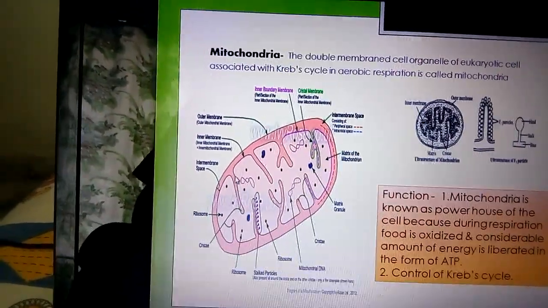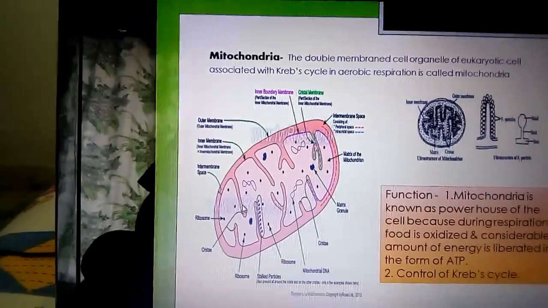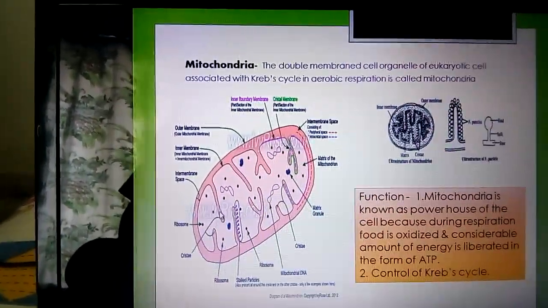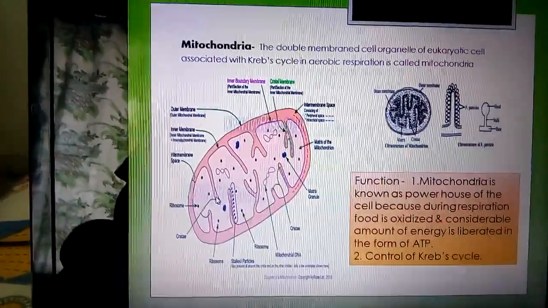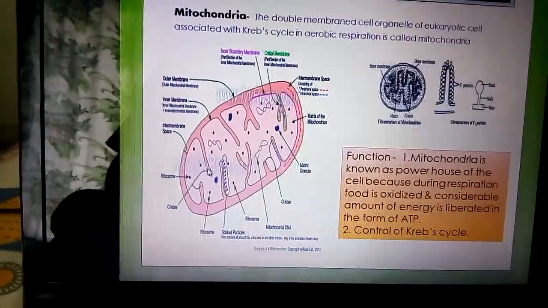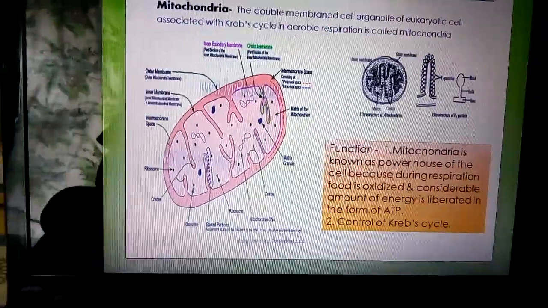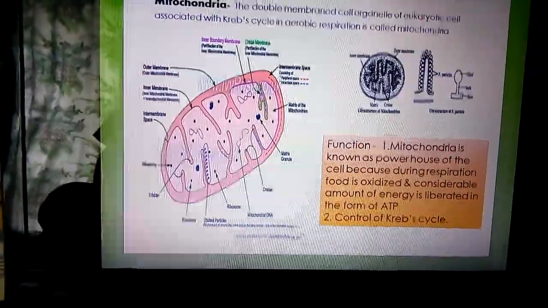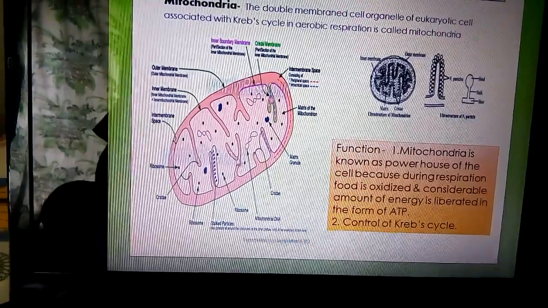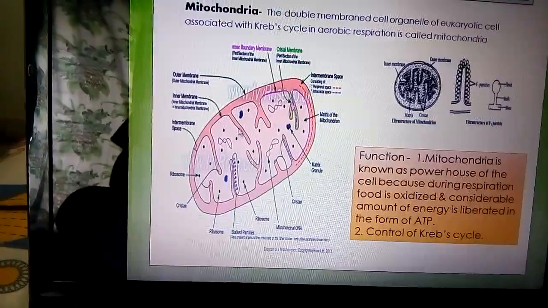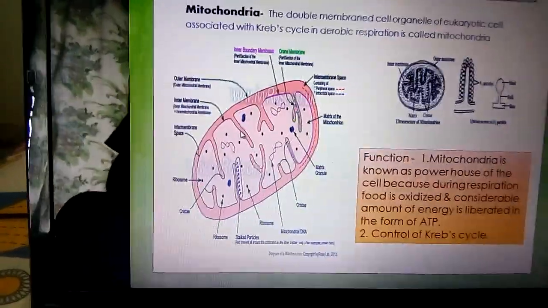The inner membrane of the mitochondria invaginates inwardly in the form of many finger-like projections, which incompletely divide the inner chamber into segments. These projections are called cristae, and in the singular it is known as crista.